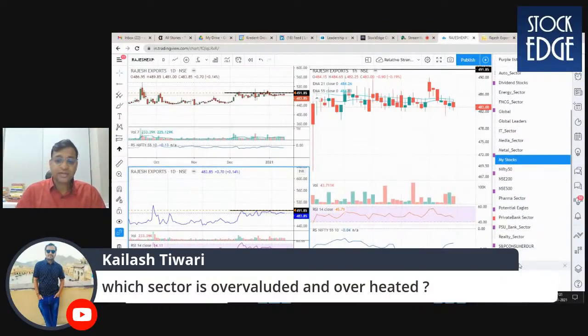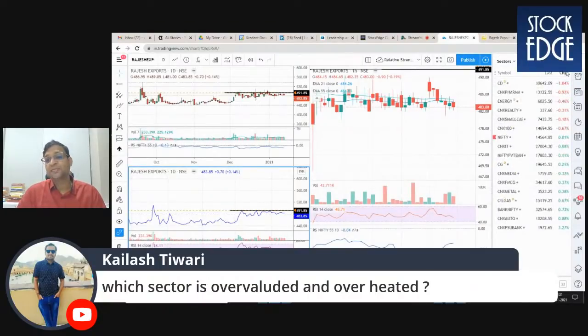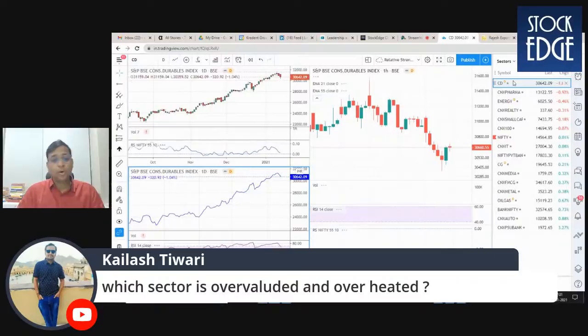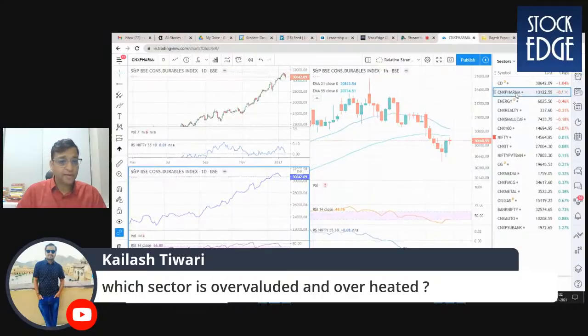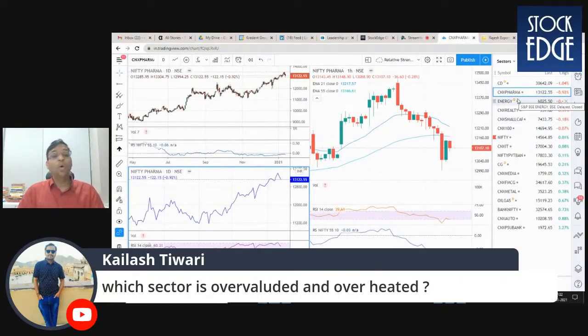I go to sectors and I see all the major indices in front of me. Now I will see each and every sector, what kind of movement the sector has shown. Typically, an overheated sector will be the one which has outperformed Nifty to an obnoxious level. Don't make the mistake of only looking at the sector and believing it has gone up crazily, when Nifty has also gone up. It always has to be the relative performance between the sector and the Nifty.